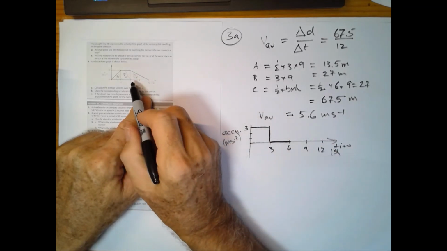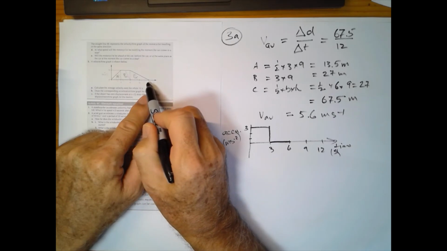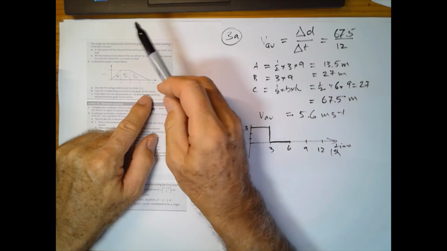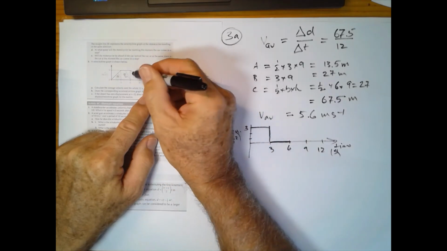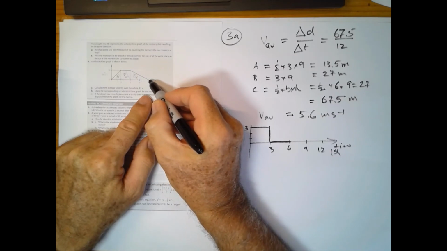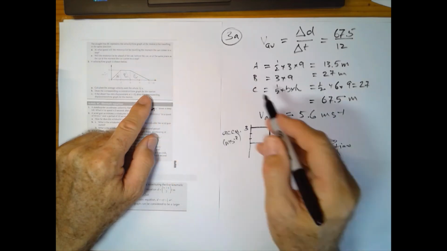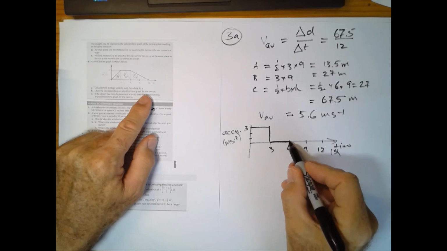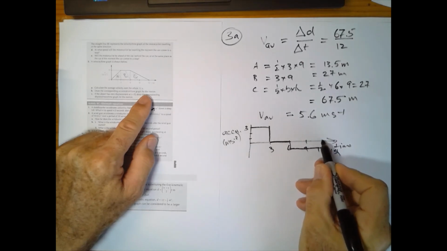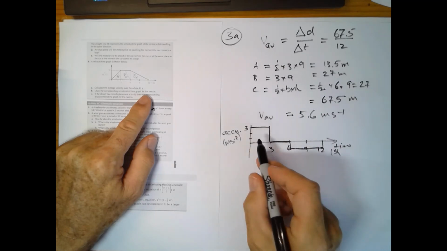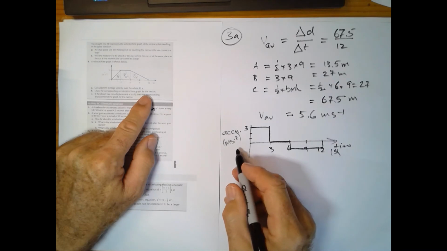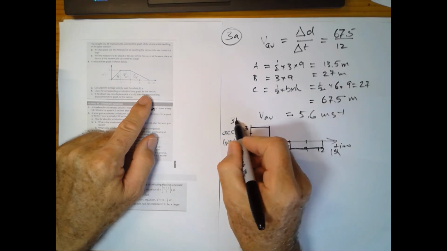Then for the next 6 seconds, the acceleration becomes negative. The slope is negative, and the slope is 9 divided by 6. The slope is negative 1.33. So there's our acceleration time graph corresponding to this velocity time graph. That was 3b. 3c.